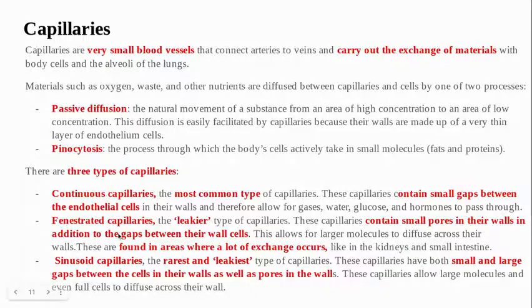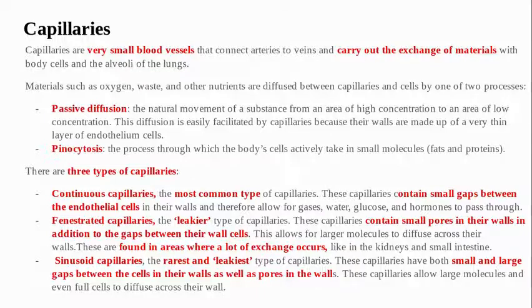So there are 3 types of capillaries. Continuous capillaries are the most common type and least leaky, but they contain small gaps between the endothelial cells in their walls. So they allow for some smaller types of molecules to pass through their walls. And fenestrated capillaries are the leakier type of capillaries, and they contain those same small gaps between the wall cells, and they also contain small pores in the walls. And so they allow for slightly larger molecules to diffuse across.